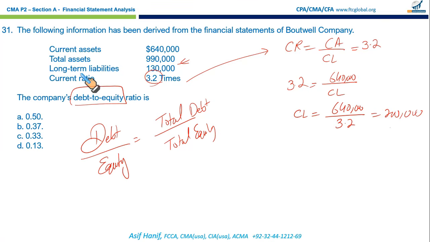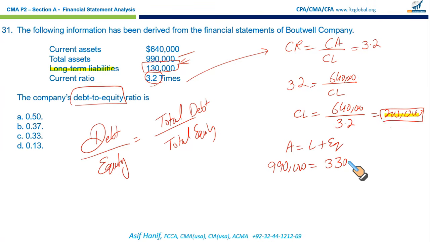So now, do we have long-term liability? Yes, long-term liabilities plus current liabilities gives you a total of 330. Do we have total assets? Yes. If we use the accounting equation, assets is equal to liabilities plus equity, we can find out the missing link. Assets in total are $990,000. Liabilities in total, 130 plus 200, that is 330. We got the missing link. We got equity. Equity is equal to 990 less 330, that is 660.